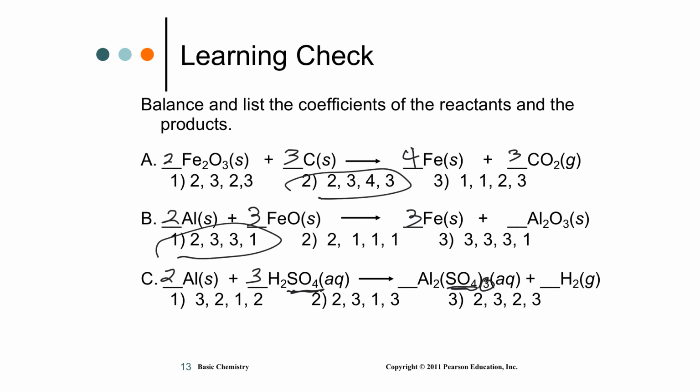Right? Now, what else do I need? I need hydrogens. Okay. So on the left, I've got 3 times 2, I've got 6. And on the right, I've got 3 times 2 is 6. I think that's it. So it's 2, 3, 1, 3. All right. Hope you're learning.